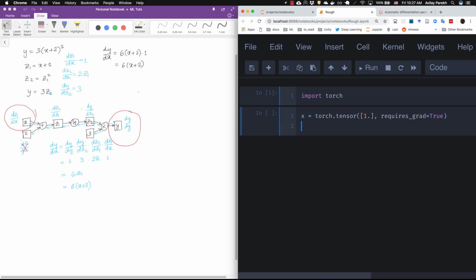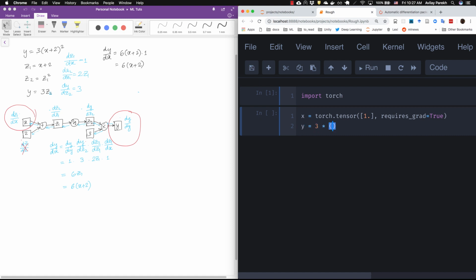The requires_grad equals True is telling PyTorch that I will eventually create a backpropagation graph, and I will need to find the gradient of x, which is the derivative of the output with respect to x. That's what we mean when we say gradient.